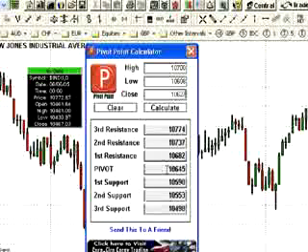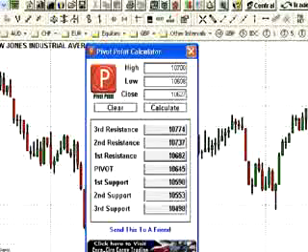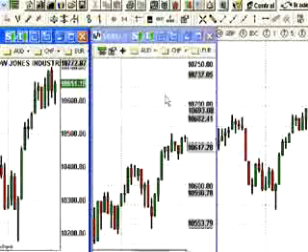Calculate. And this will calculate the pivot point, and from the pivot point and the high, low and close, it will also calculate first, second and third resistance and first, second and third support. These are areas that we are very interested in as traders, as they tend to be areas where we have an opportunity to trade. To see this in action, let's have a look at the 5-minute chart.